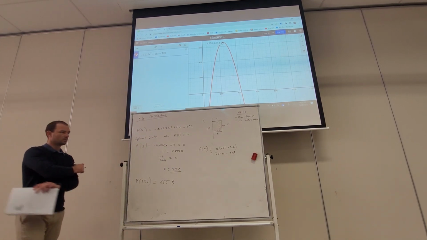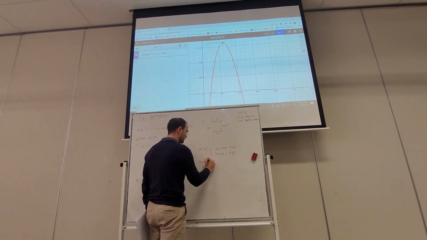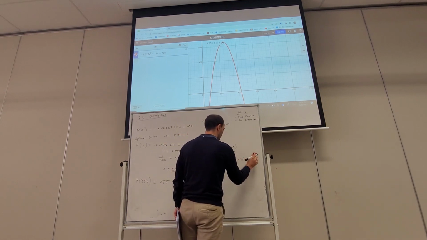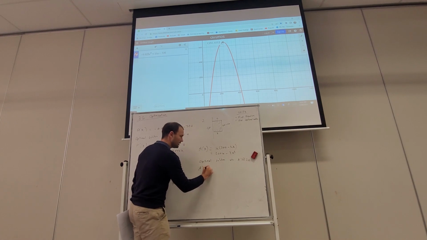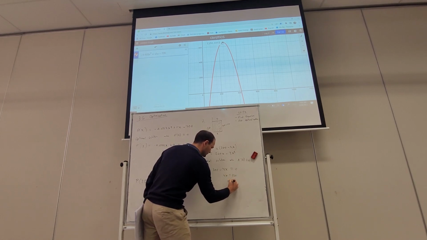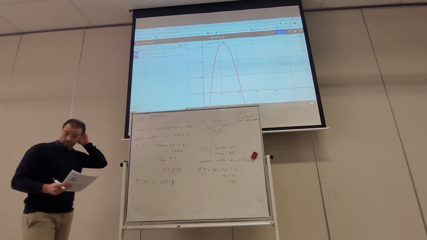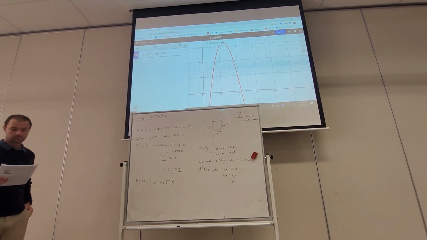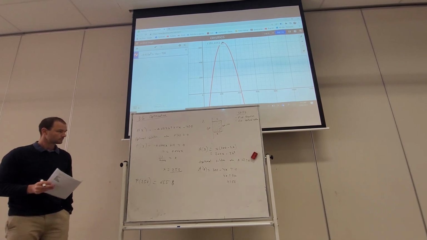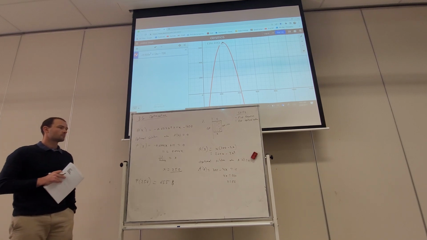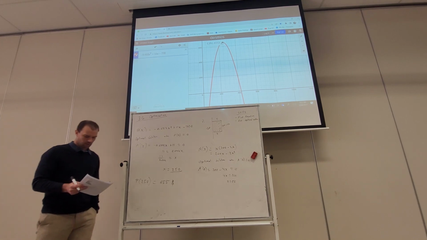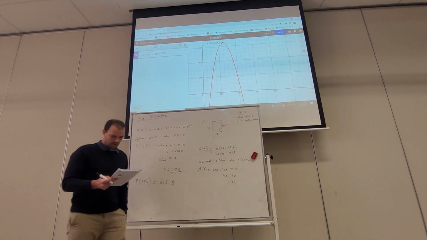Now we want to find the optimal solution. Optimal solution when A dash of x is 0. So A dash of x will be 200 take 4x. Okay, 200 take 4x, and let's read it carefully.